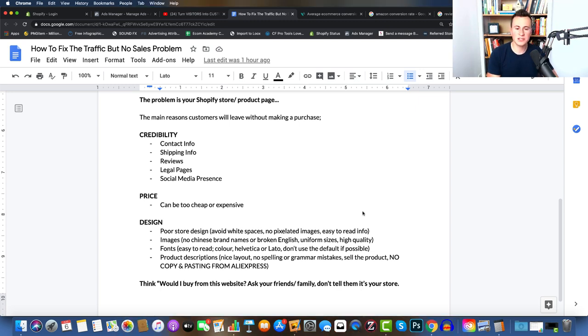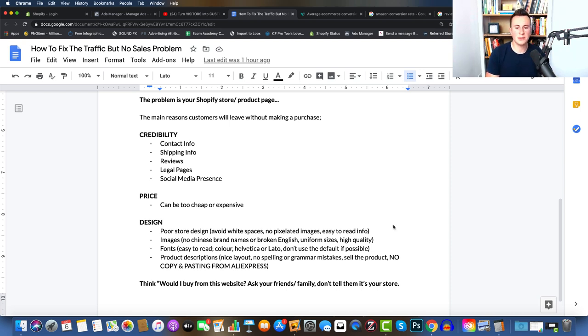In terms of the images, make sure you remove any Chinese brand names or logos using photo editing software. Quite often a lot of images will have text and things that explain how to use it, especially if it's a functional product. So anything that has broken English just doesn't look very professional, just doesn't look very trustworthy.